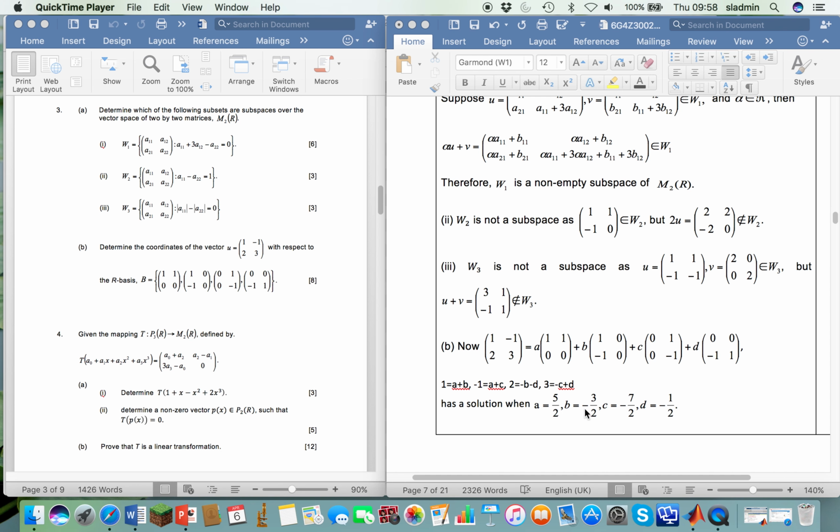A is 5 over 2, B is minus 3 over 2, C is minus 7 over 2, D is minus a half. These are the coordinates of this vector with respect to these basis elements. That concludes the solutions for question number 3.